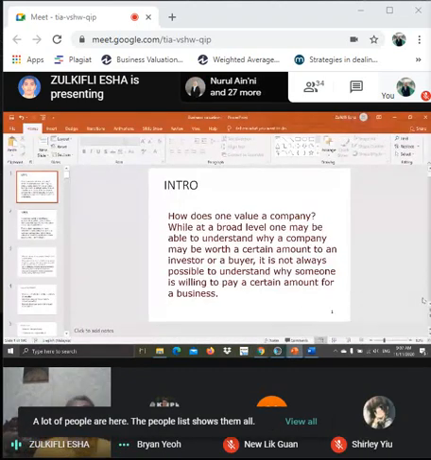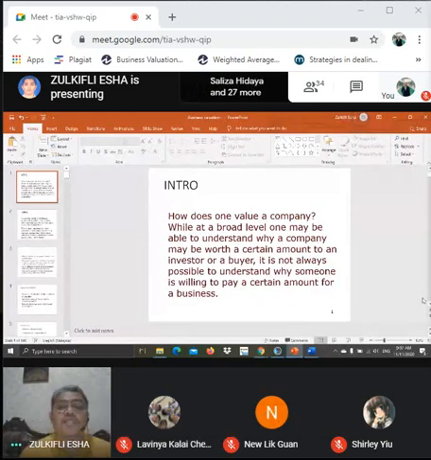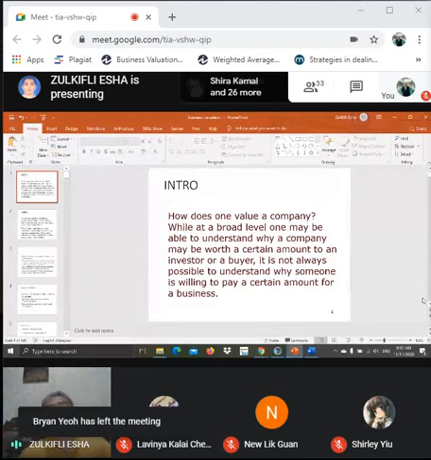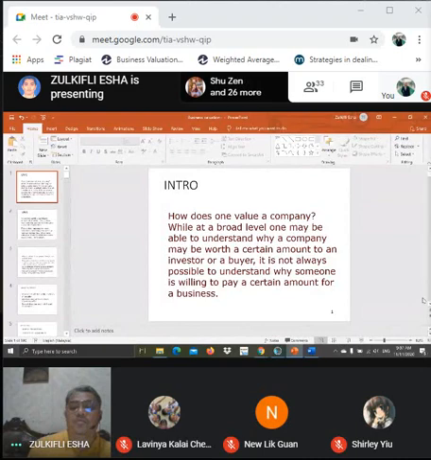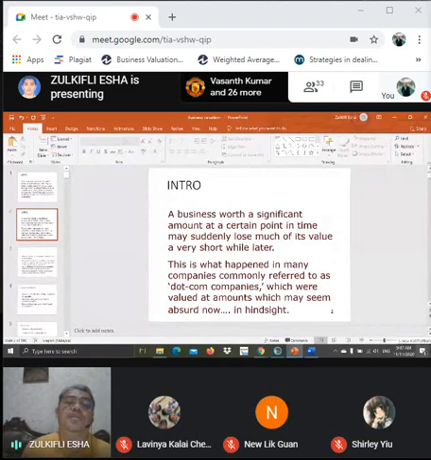At least they know, if they want to negotiate or bargain on the price they should pay for the company, they have some basis or guideline. A business worth a significant amount at a certain point in time may suddenly lose much of its value a very short while later. This is what happened in many companies commonly referred to as dot-com companies, which were valued at amounts which may seem absurd now.